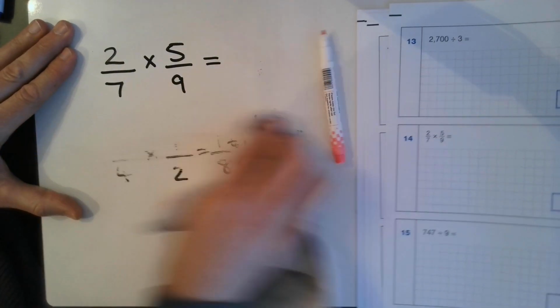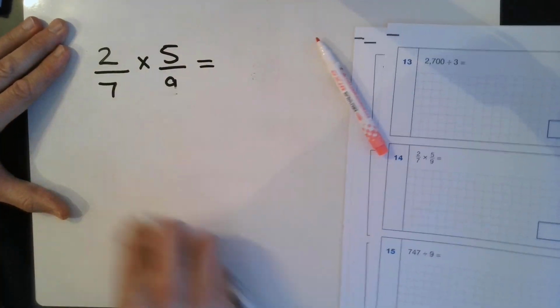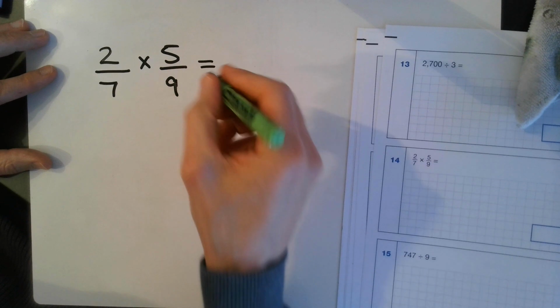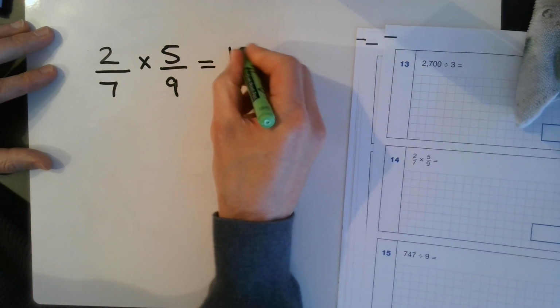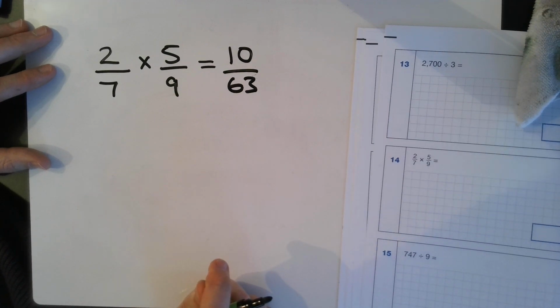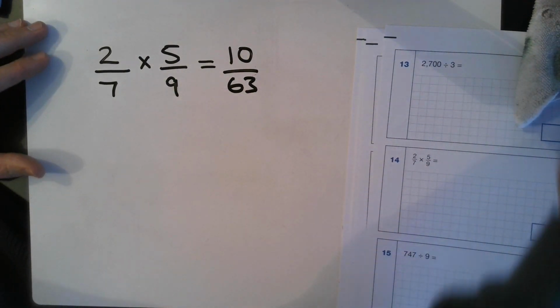So all we need to do here is multiply the 2 times 5 is 10, and 7 9s are 63. So the answer there is 10 over 63. Question number 15.